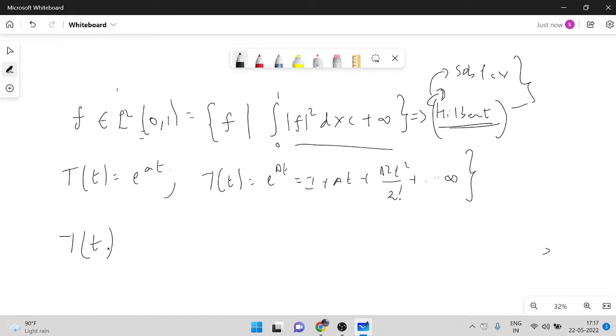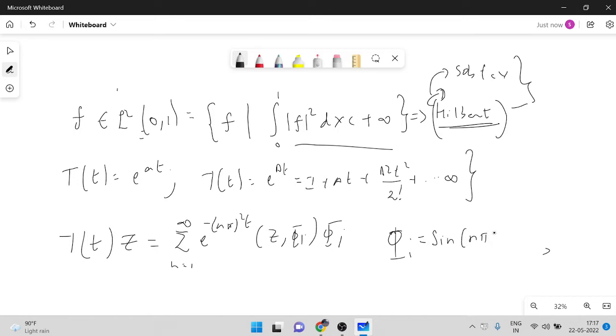So this is something that is related to our heat equation in our PDEs. T of t applied to z equals sigma n equals 1 to infinity e power minus n pi whole square t times the inner product of z and phi n, into phi n. Okay, wow. Where did this big expression come from? Here, phi n is basically sine n pi x.